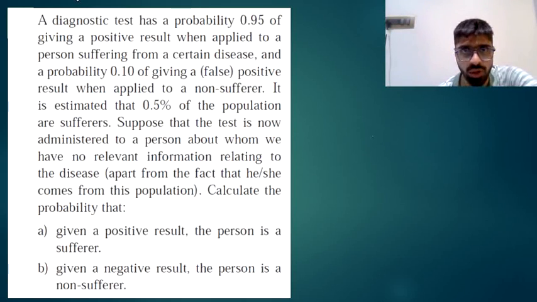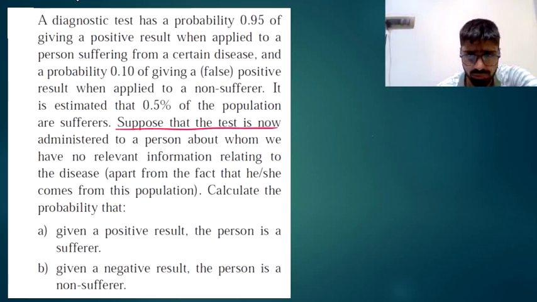So if I am not suffering from the disease and I get a test done, then there is a probability of 0.1 that the test will be positive, and 0.9 that it will show me a negative result. It is estimated that 0.5% of the population are sufferers. So of the entire 100% population, 0.5% are suffering from the disease.